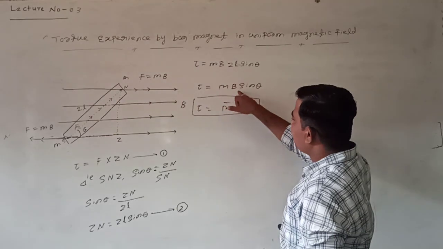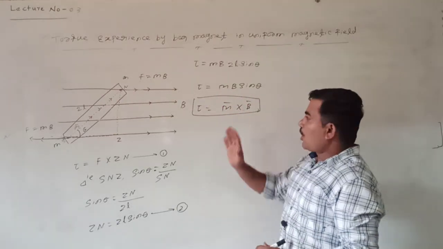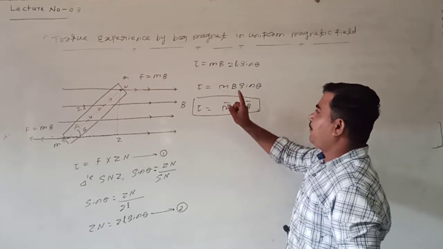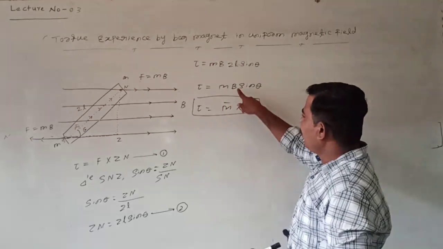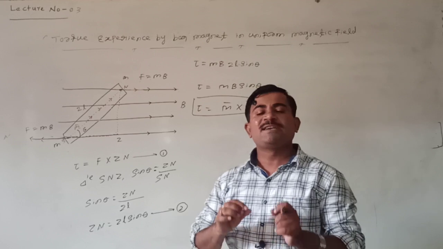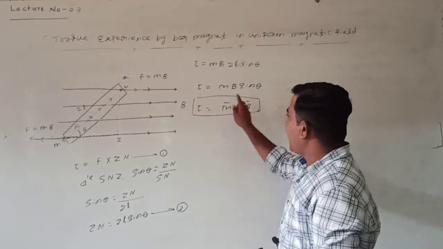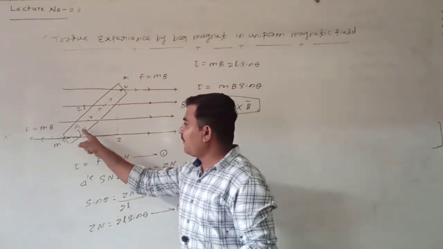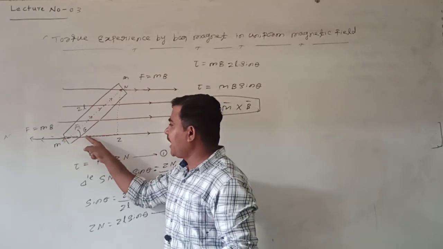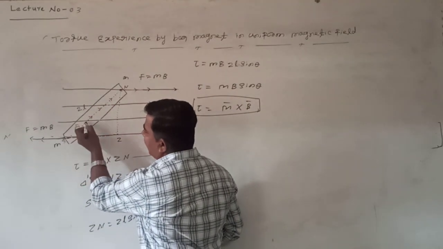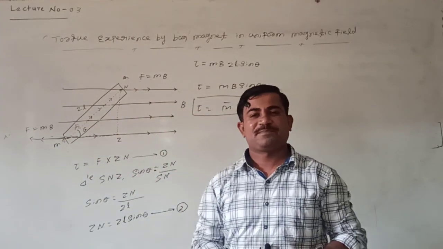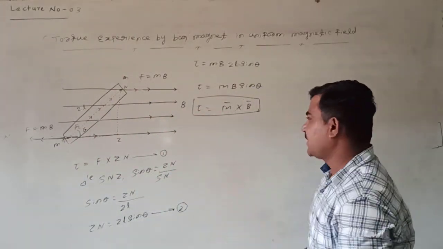Torque is equal to mB sin theta. The torque experienced by the dipole depends on the strength of the magnetic dipole moment, the strength of the magnetic field, and also on the angle between the magnetic dipole moment and the direction of the magnetic field. We can call this the direction of the magnetic field, and this is nothing but the direction of the magnetic dipole moment.